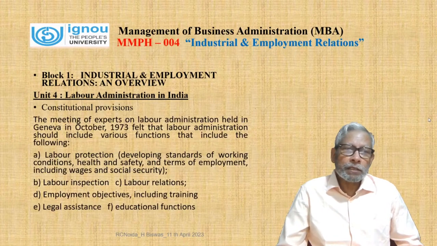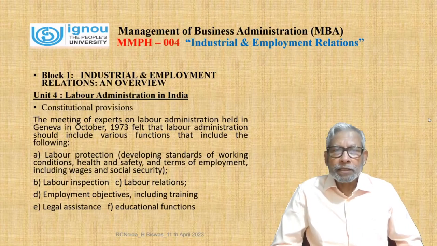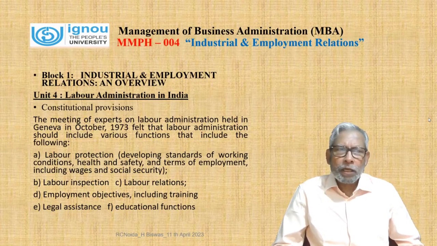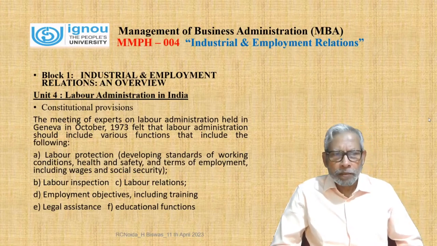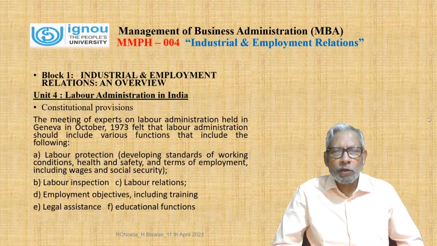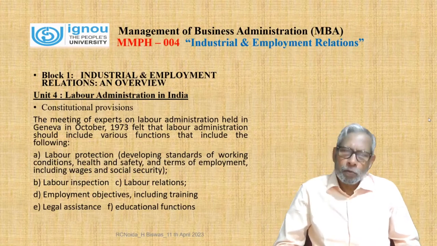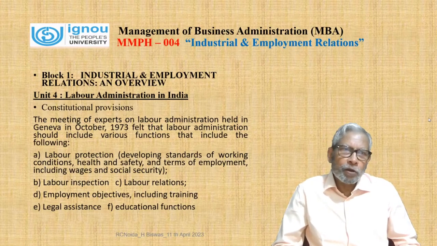Now, at the meeting of experts on labor administration held in Geneva in October 1973, it was felt that labor administration should include various functions. During the meeting it was decided that the following should be there. First, labor protection: developing standards for working conditions, health, security and safety, and terms of employment, including wages and social security. This is for the protection of labor and workers, and these are basically the objectives.